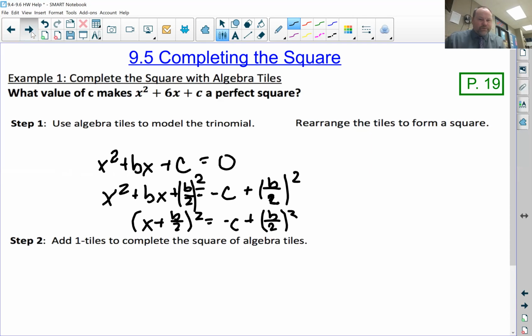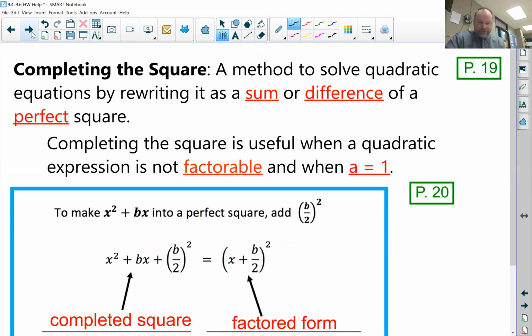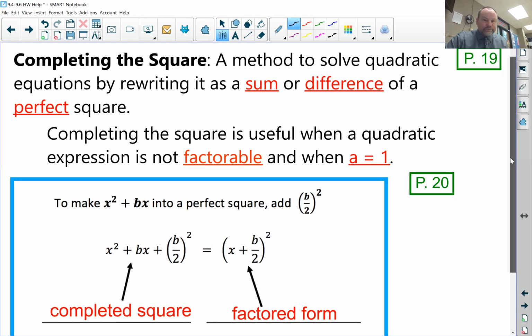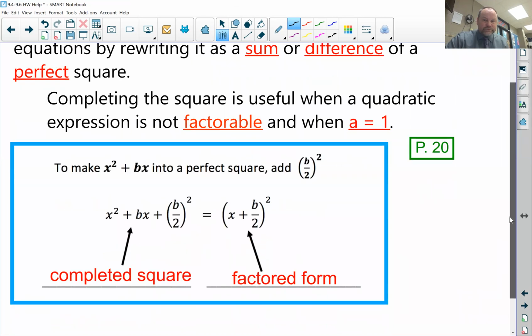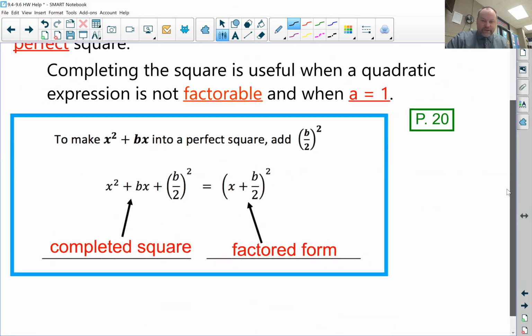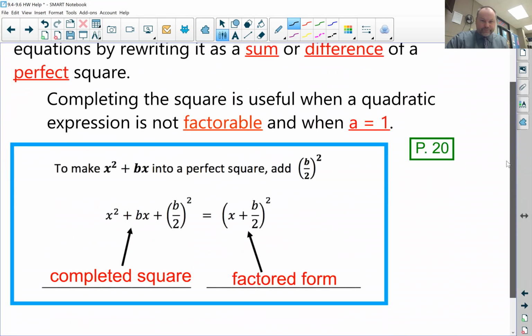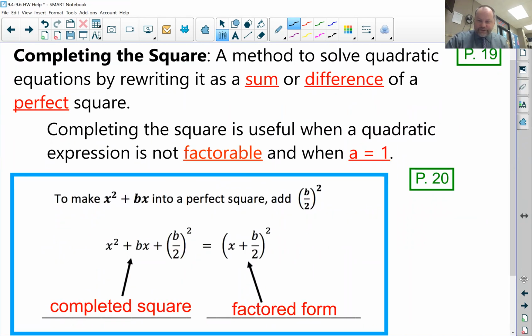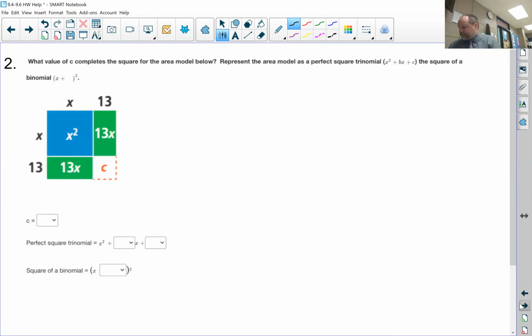So there will be some problems on your quiz and review. No, there's the form right there. Look at that. So that's exactly what I just showed you. Again, page 19 and 20 in your packets. Figuring out the value for C.